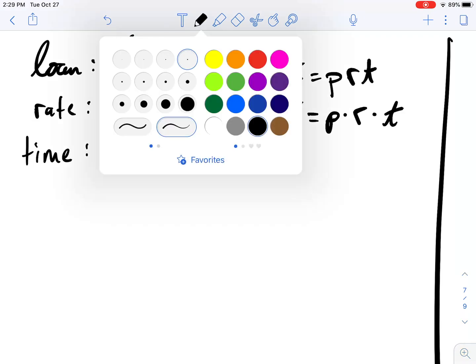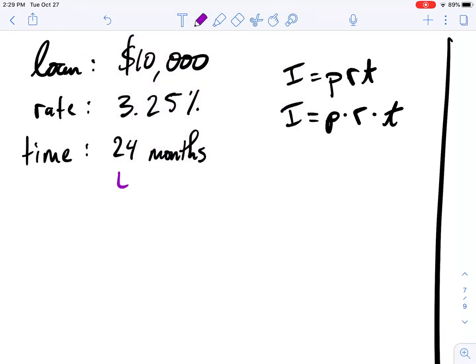Now this is kind of annoying, and they do this. So that's why I was being annoying too. 24 months, you have to figure out how many years that is. So 24, with 12 months in a year, is 2 years, okay? So getting back to our problem, we have I equals P times R times T. Sorry, I'm writing in cursive. I'll try to print. There we go.